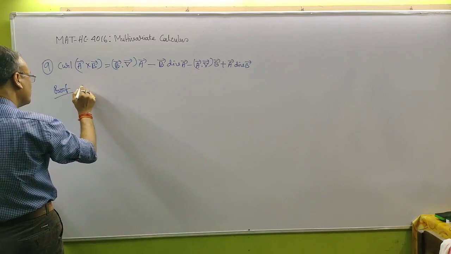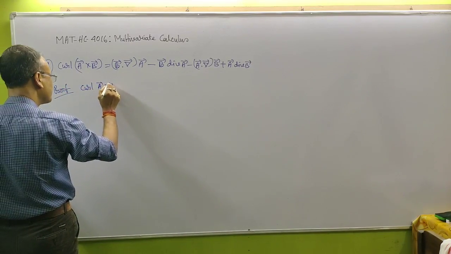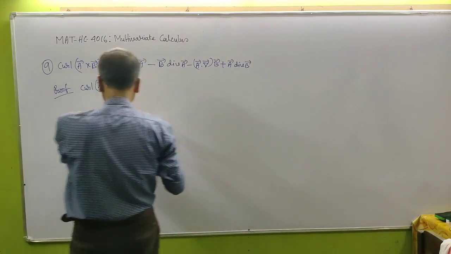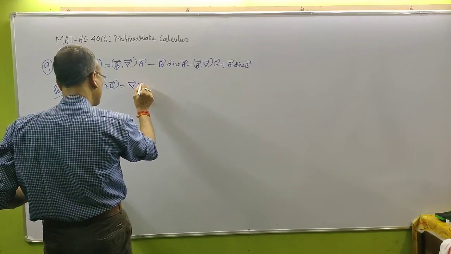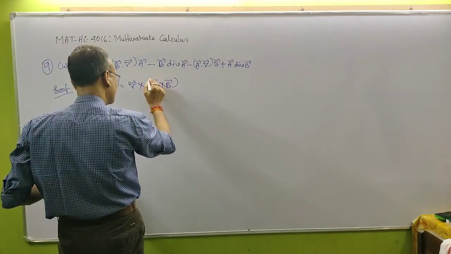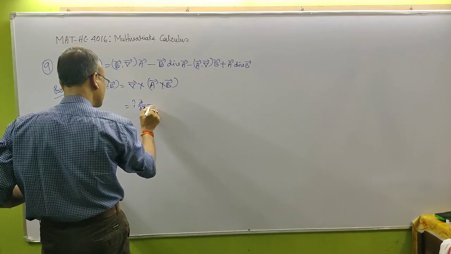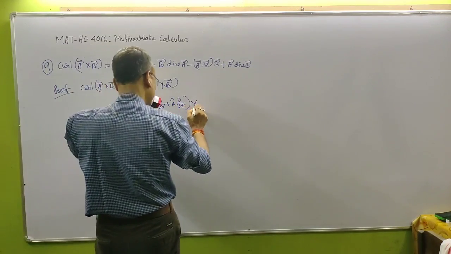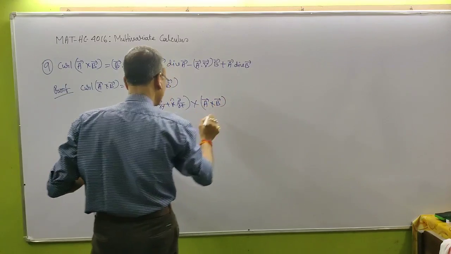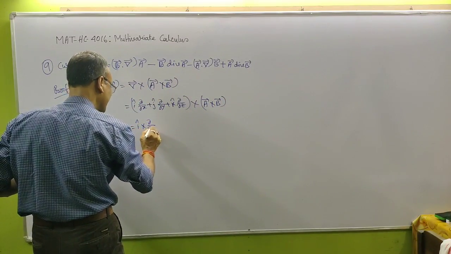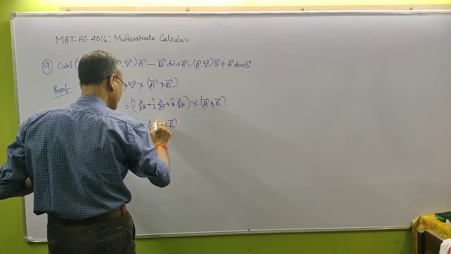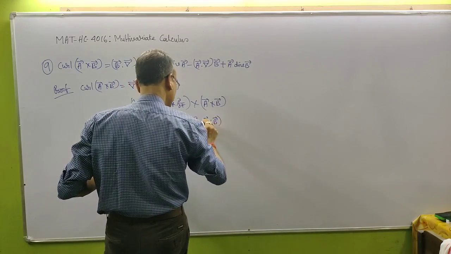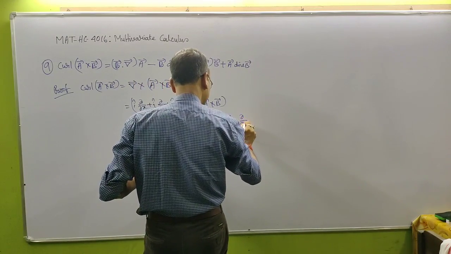The proof will be like this. Curl of A cross B is equal to nabla cross A cross B. This is equal to i cap del/del x, j cap del/del y plus k cap del/del z, cross A cross B. This is equal to i cap cross del/del x of A cross B plus j cap cross del/del y of A cross B plus k cap cross del/del z of A cross B.